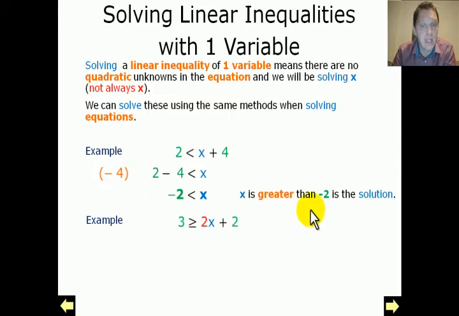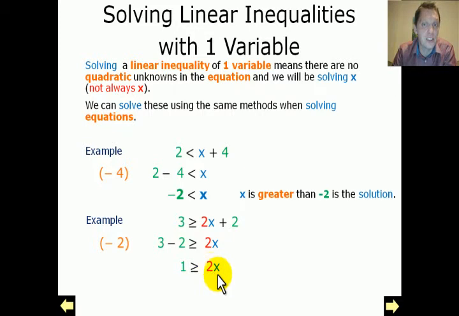Here's another example where 3 is greater than or equal to 2x plus 2. If we subtract 2 from both sides, we get 3 minus 2 is greater than or equal to 2x, because this plus 2 disappears. So solving this, 3 minus 2 gives me 1. So 1 is greater than or equal to 2x.